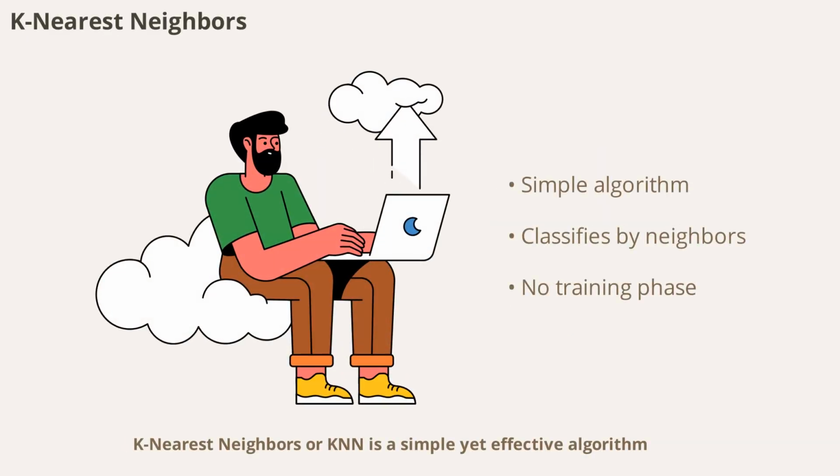K-nearest neighbors, or KNN, is a simple yet effective algorithm. It classifies new data points based on the majority class among its nearest neighbors in the training set. KNN doesn't require a training phase, making it easy to implement. However, it can be slow with large datasets and is sensitive to the choice of distance metric.